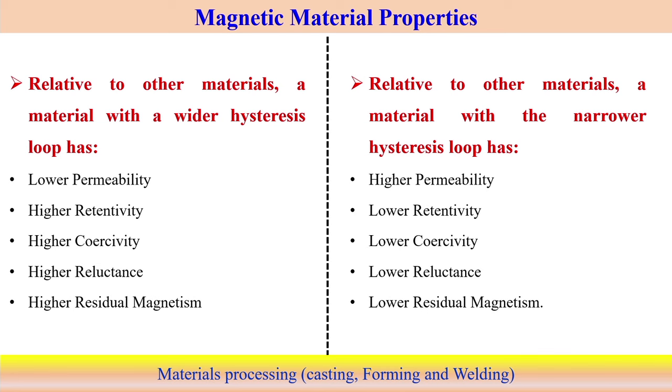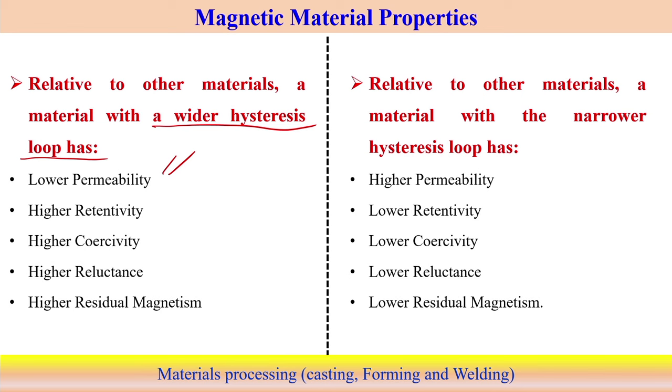Now if we look into the magnetic material properties in two different aspects, one is relative to other materials. With respect to other materials, a material with a wider hysteresis loop has low permeability. Permeability being low means it's not easy to develop the magnetic flux in this case. If the gap between the forward path and reverse path is wide, there is a wide difference in the path. That creates more obstacles to establish the magnetic flux. That is why a wider hysteresis loop means the permeability is low.